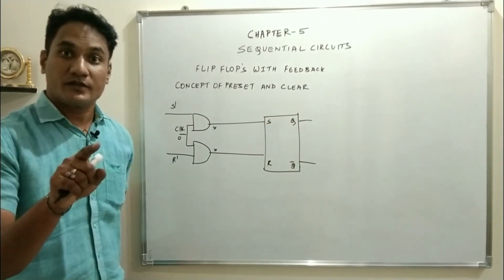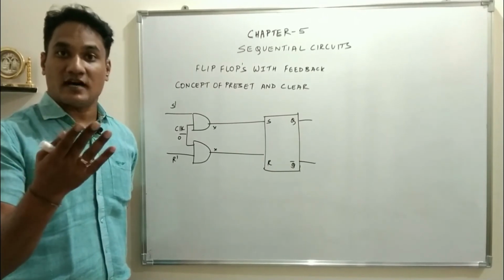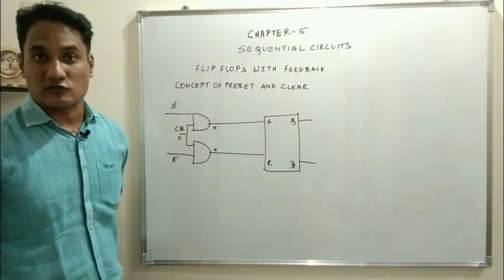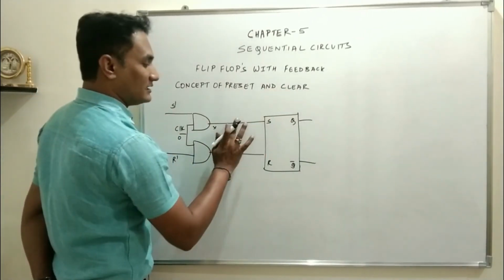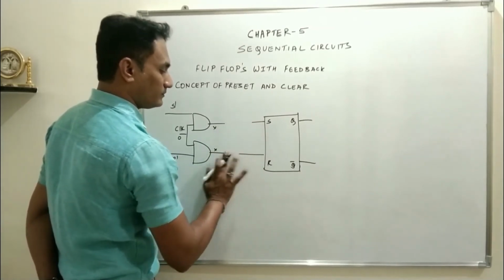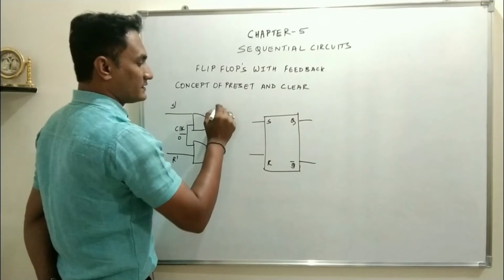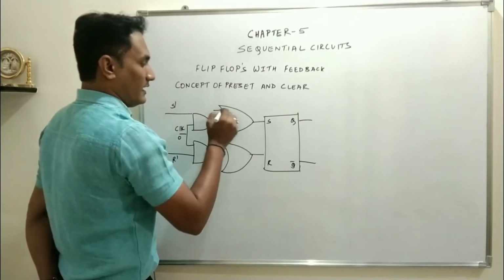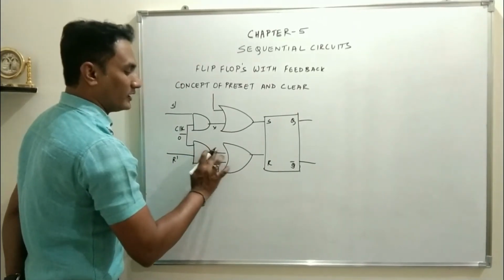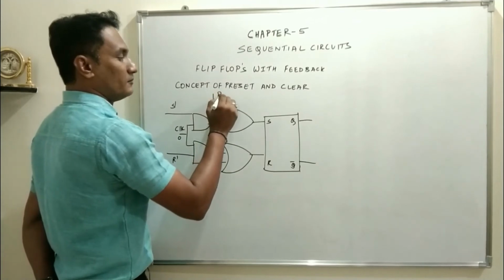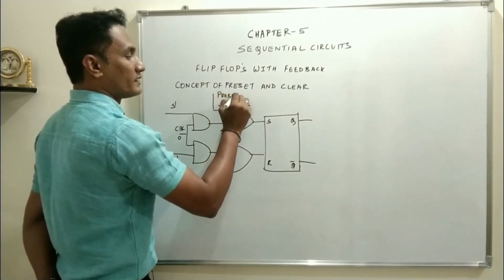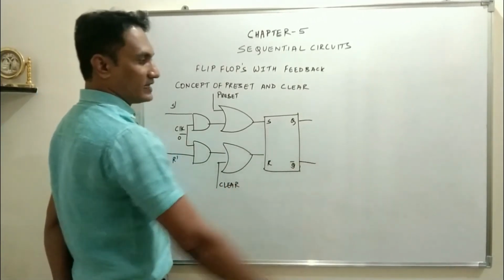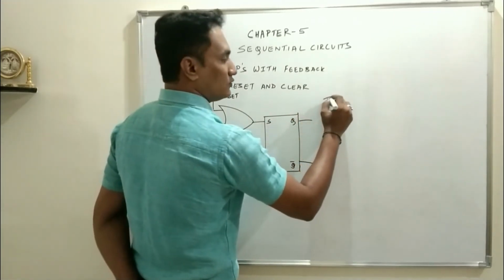But what we want is that we want to change the output, or we want to set the output or reset the output without giving clock pulse also. So therefore we have to add two terminals. See the modification which I am going to do. What I am going to do is I am adding an OR gate over here, and the two terminals I will add over here. So this is preset and this is clear. Let us try to understand the working by the truth table.